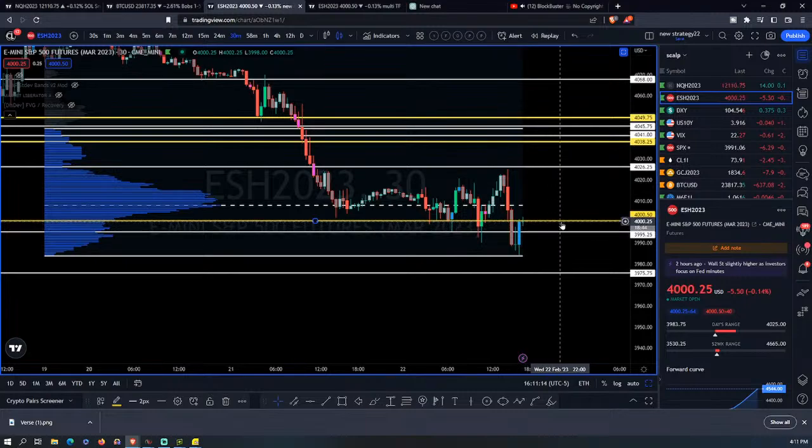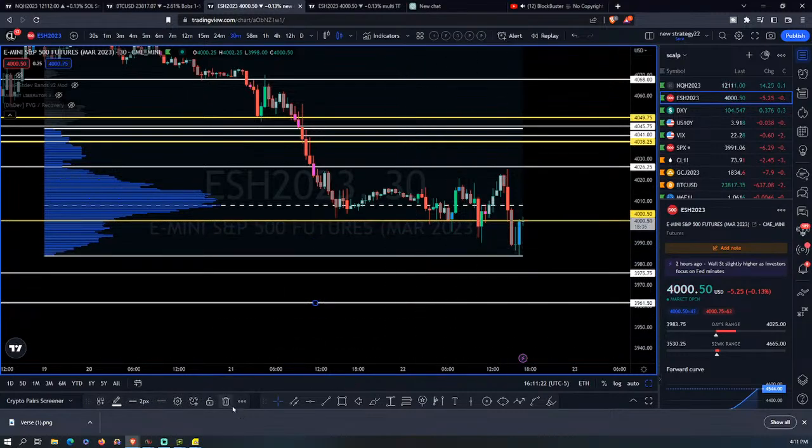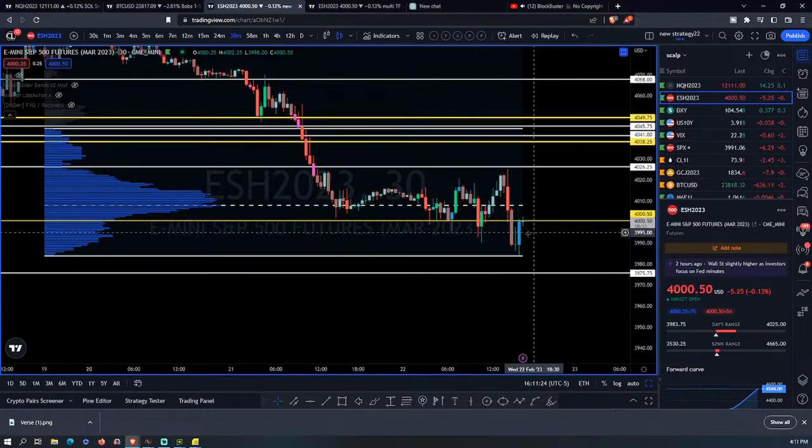And it's 4,000, so it's an even number. It hit the value area low. Don't mind this one right here. Let's get rid of that one. Probably needed that, but whatever. So it tapped the value area low at 39.84, and it went up to 4,000, 16 points. That's on a 30-minute time frame.